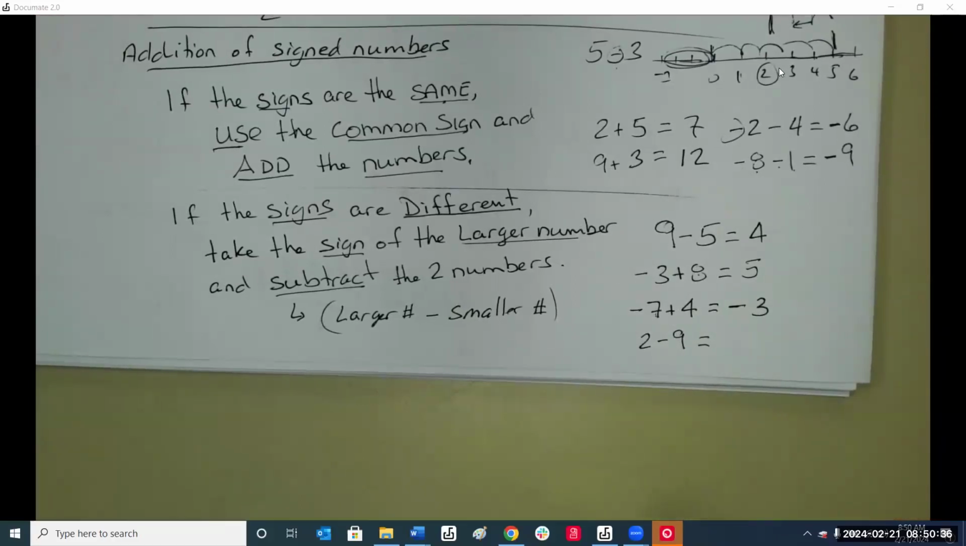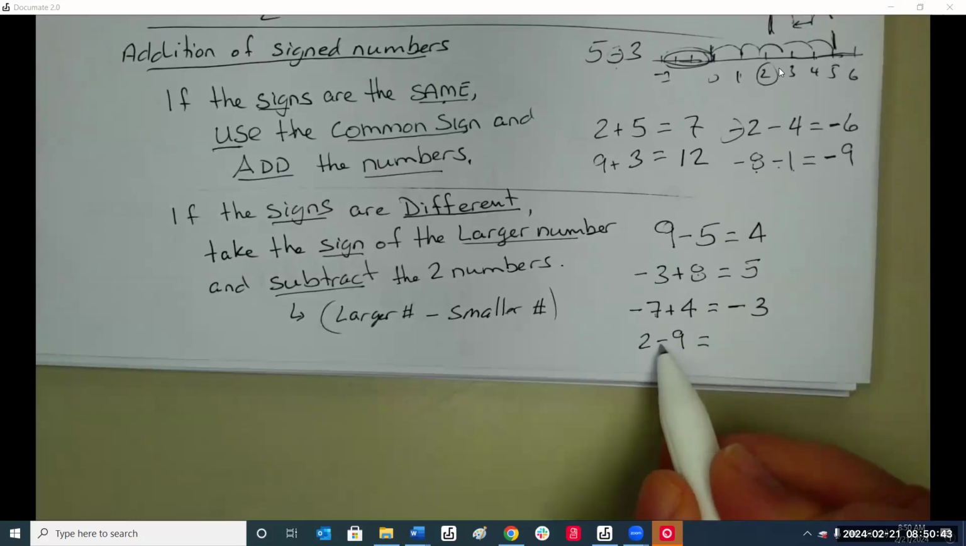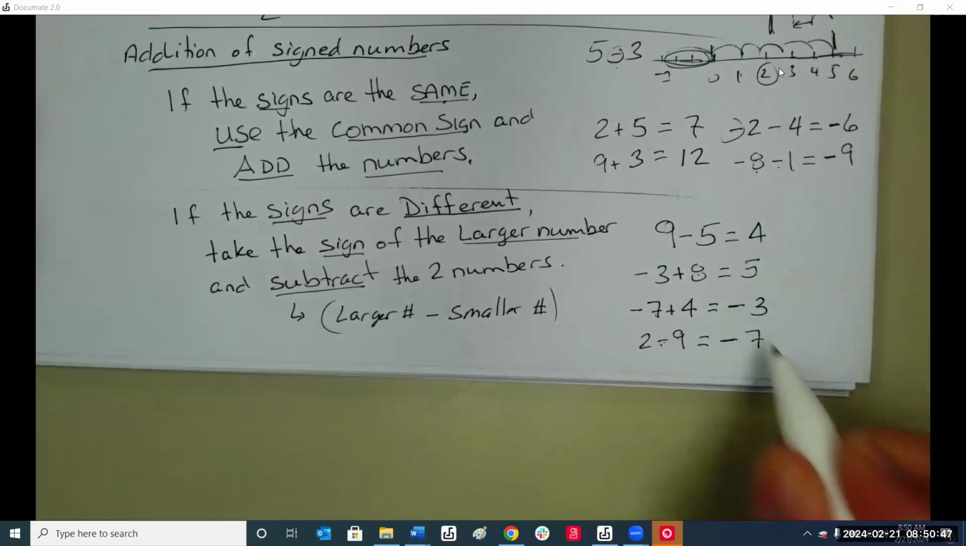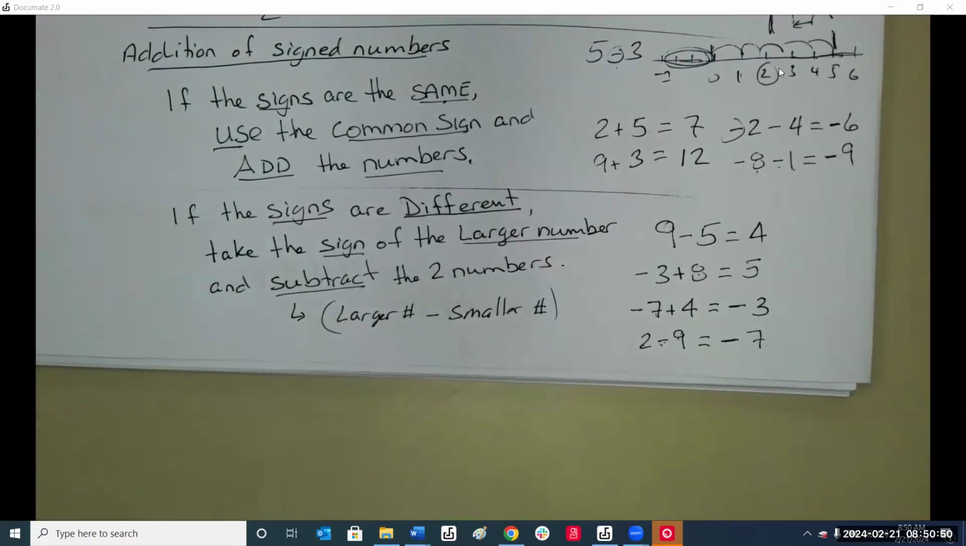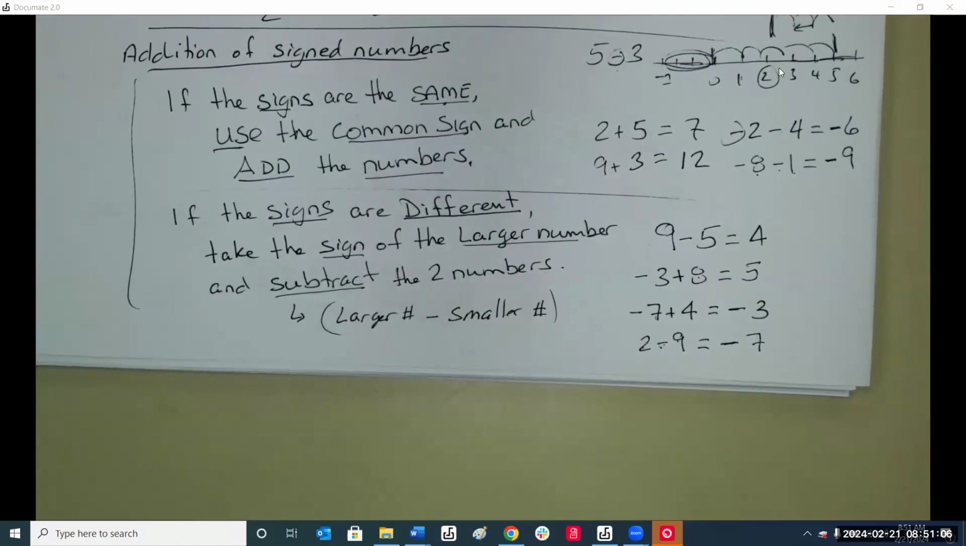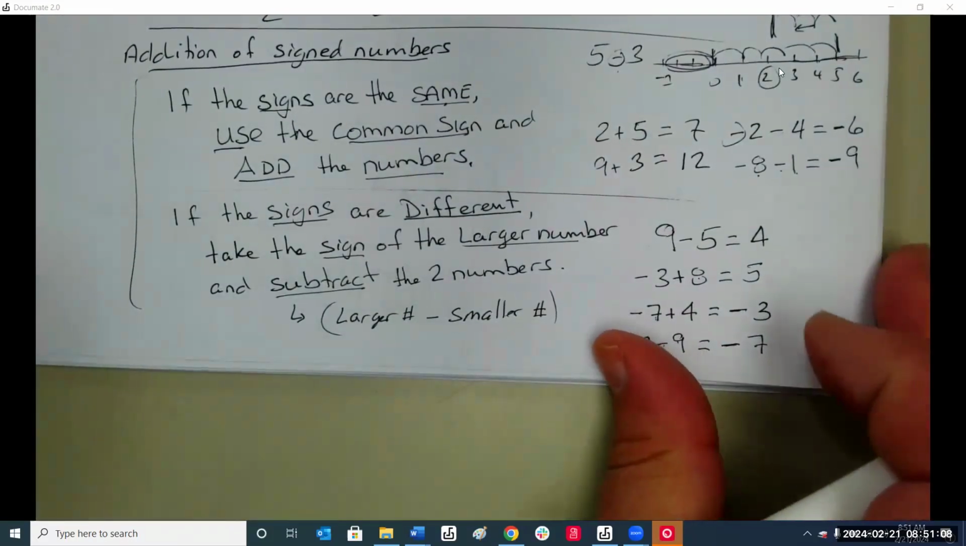2 minus 9. Which number is bigger, 9 or 2? 9's bigger, 9's negative, whatever's in front of it. So it's negative. 9 minus 2 is 7. Once you see it that way, calculator is not really needed for this kind of operation. But if you were taught that many years ago, you wouldn't have made half the mistakes you did. So again, it's these two rules here, and it does the same thing with multiplication and division. We'll also talk about those.